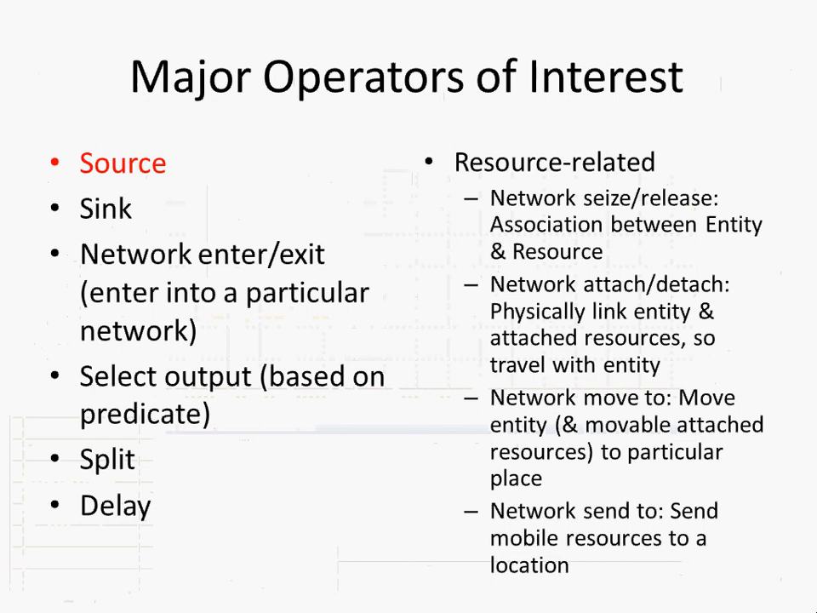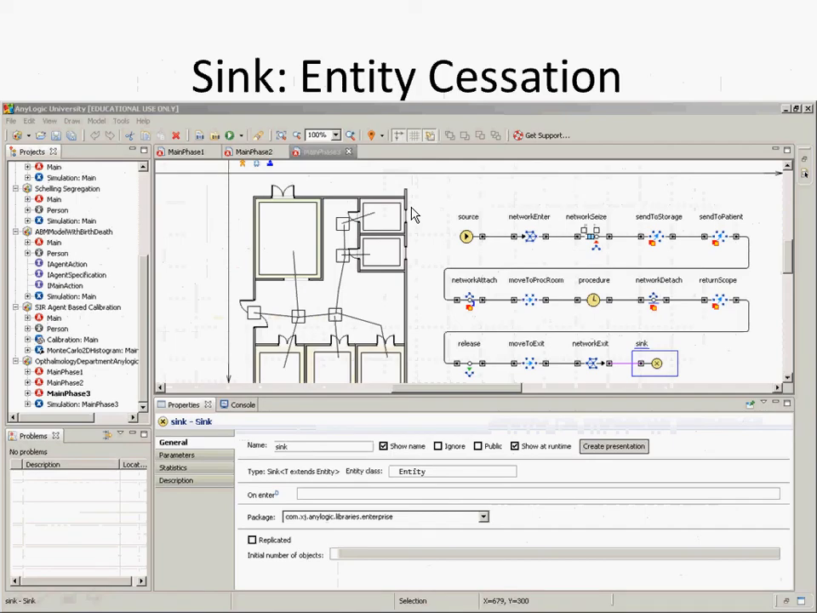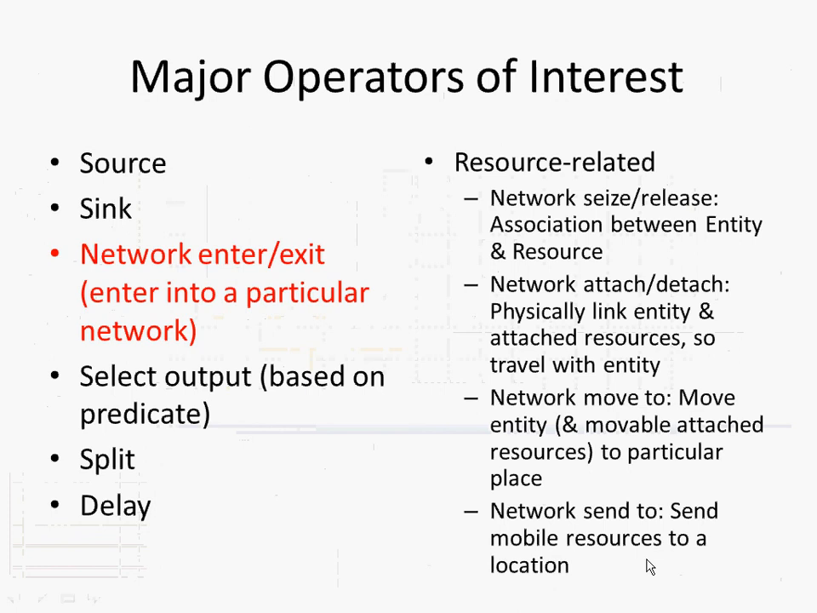So we have sources of entities. Sinks. So entity sources, out of which the entities come. Sinks, out of where they disappear at the end. I spoke about those. We further have network enter-exit. They get associated with a certain network. This network groups together resources, it groups together physical locations, and it's associated with some number of operators within the network, for example.